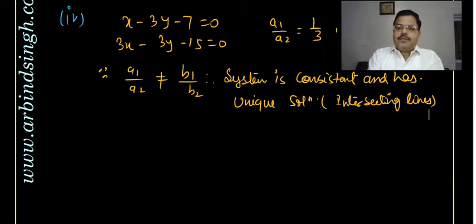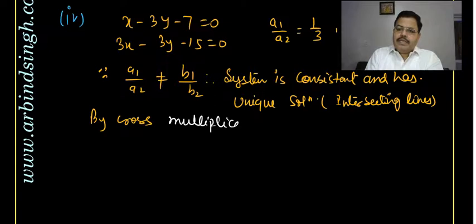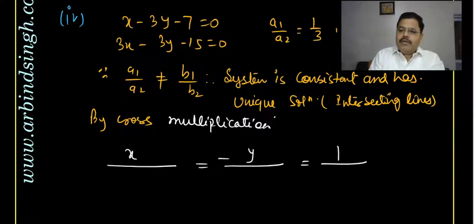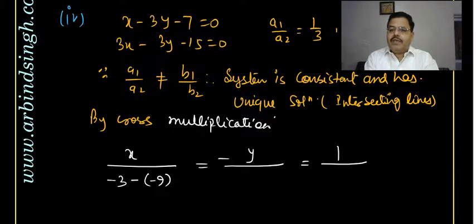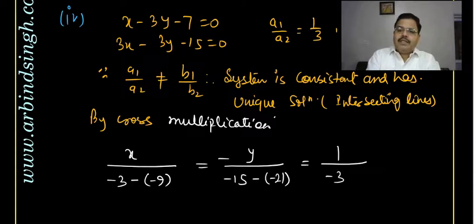Now by cross multiplication, we can write it x upon, and minus y upon, and 1 upon, like this. So if you multiply by this, coefficient of x is 1 here and minus 3 there. So 1 multiplied by minus 3 is minus 3, minus 3 multiplied by 3 is minus 9. Similarly, if you cover up y, then the coefficients will multiply. So minus 15 multiplied by minus 1, that is minus 15, minus 7, 3 are 21, minus 21. And if you close this portion, then 3 multiplied by 1 is 3, and this 3 multiplied by minus 3 is minus 9.